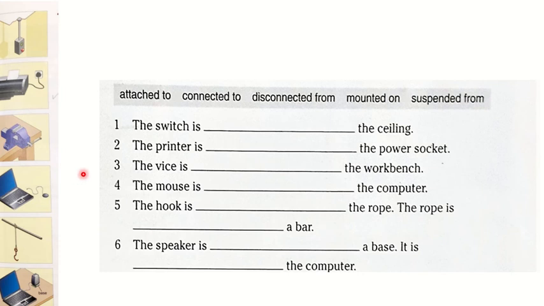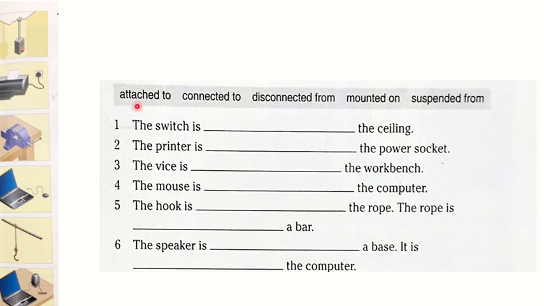Here you have the pictures. Please look at the book. It's better and clearer. Look at your book. You have 6 pictures here. Here we have a switch, and the second picture you have a printer, and here is the vise. I think you saw this vise in the workshop. And here we have a computer and a mouse, and here we have a hook, and here is a bar, metal bar, and here we have a speaker and a computer.